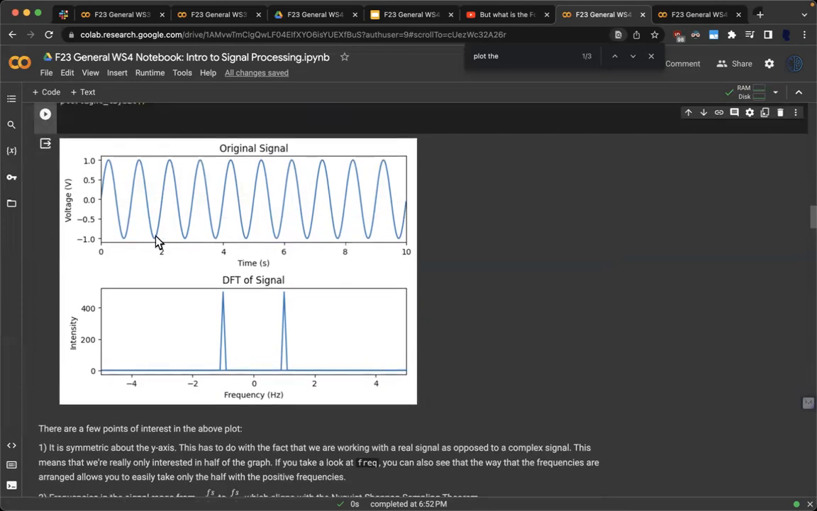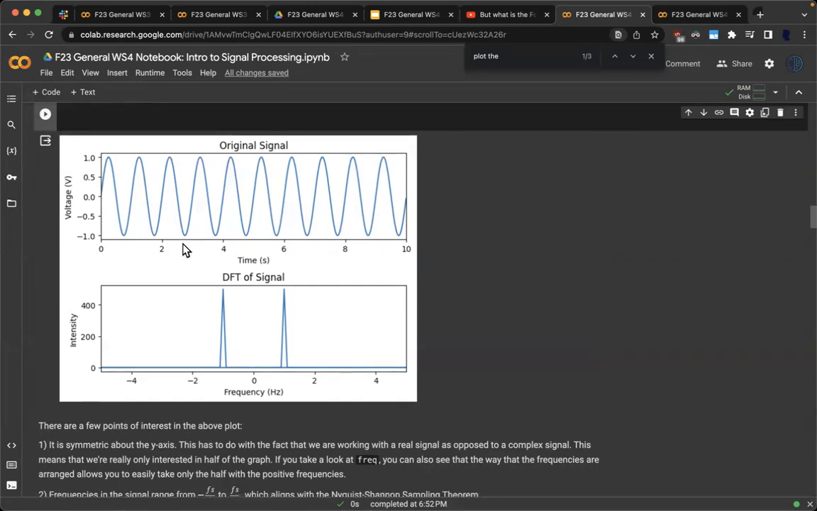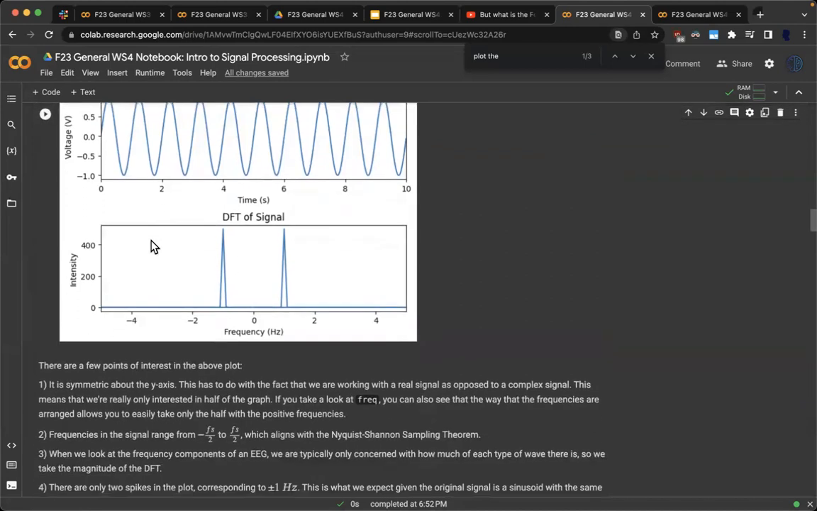And that has to do with, as you can see here, the amplitude, which is a voltage ranging from -1 to 1.